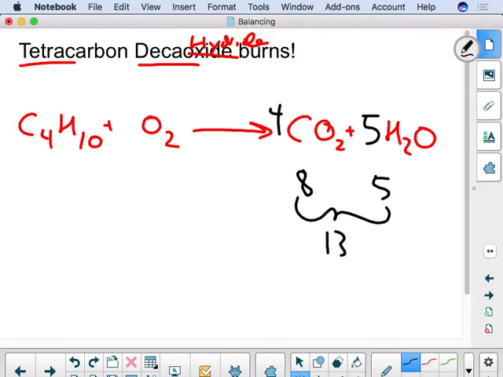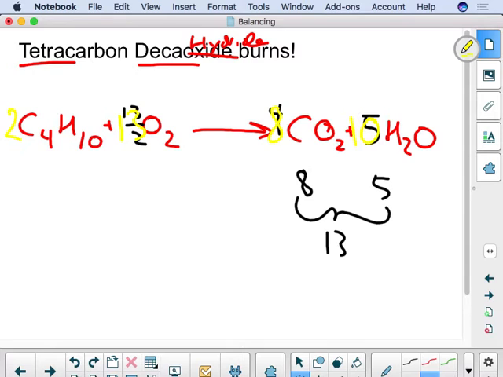So do I then say 13 halves over here? No, thank you, that's ugly looking. We don't want fractions. What can I do to get rid of that 1/2? Multiply everything by 2, because that's going to cancel out my fraction. So my balanced chemical reaction is going to be 2 of these plus 13 of those makes 8 of these and 10 waters.